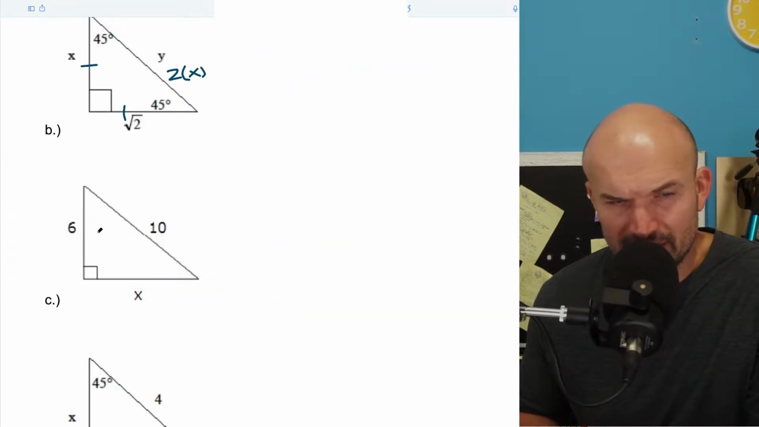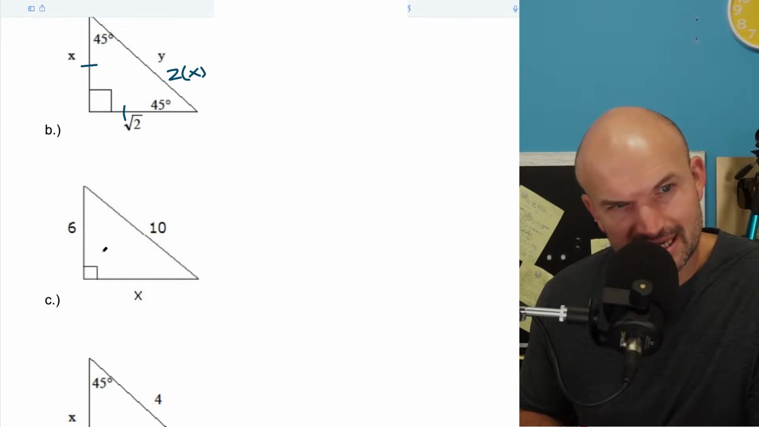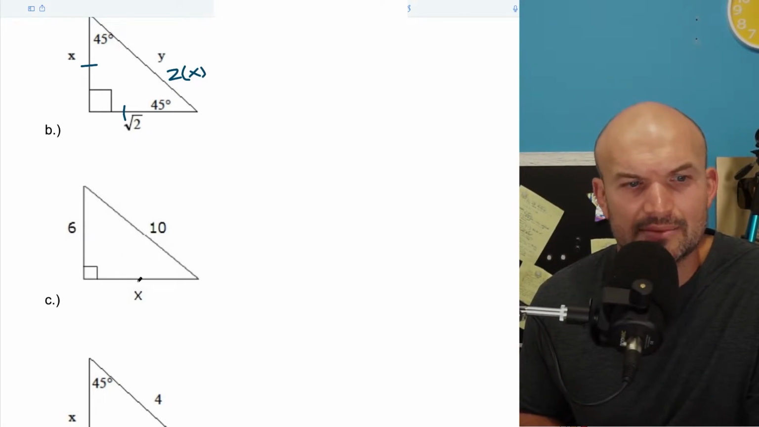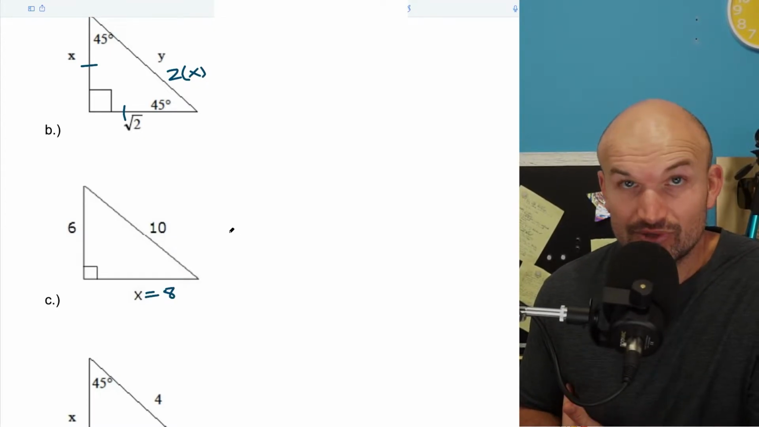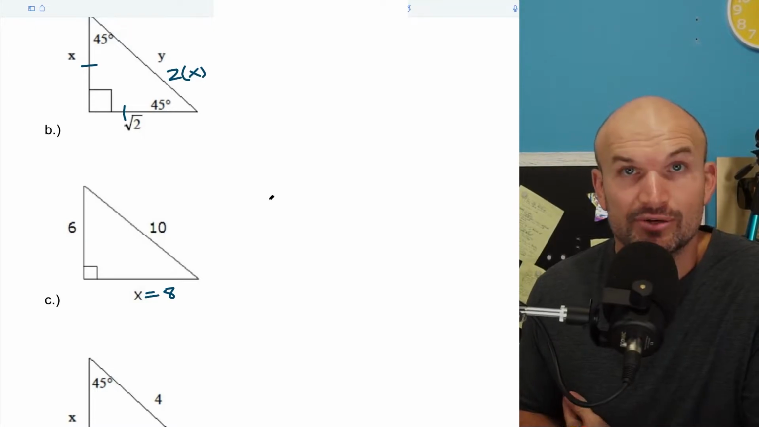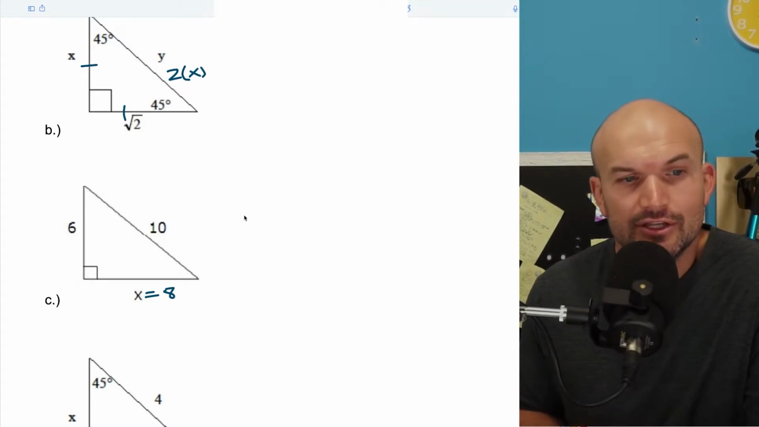Over here, hopefully you recognize this as a Pythagorean triple, 6, 8, 10. So hopefully you can recognize that this is going to be 10, or this is going to be an 8. Again, that's really important. See how quickly I did that? Know your Pythagorean triples. That's very, very helpful. You could also use the Pythagorean theorem.